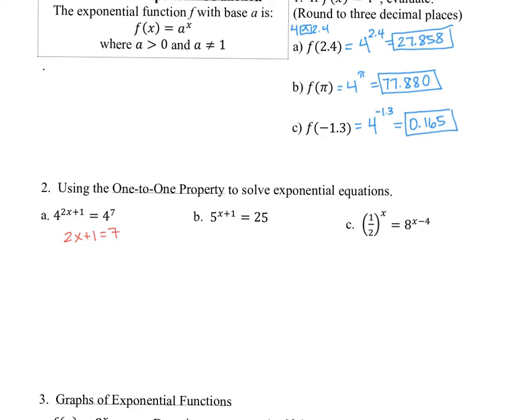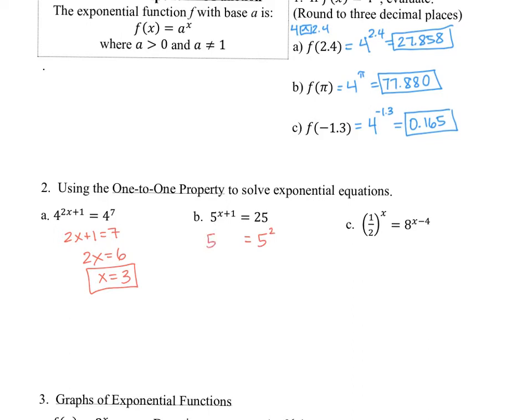Then I'm going to go ahead and solve it. 2x equals 6, minus the 1, divide by 2, x is 3. For part B, I'm also going to use the one-to-one property. B says 5 to the x plus 1 equals 25. In order to use the one-to-one property, I need them to have matching bases. So I'm going to rewrite 25 as 5 to the second power.